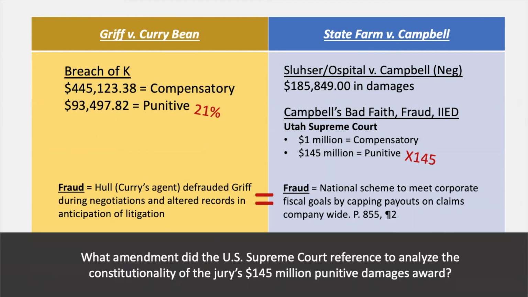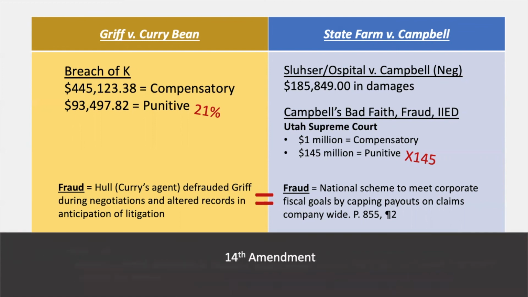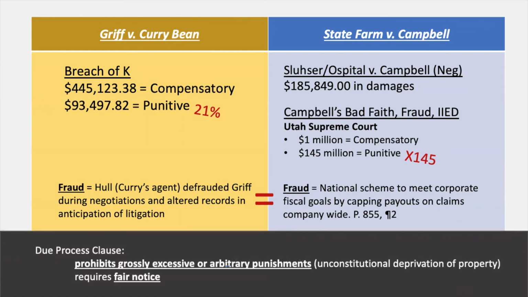And so what amendment did the US Supreme Court reference to analyze the constitutionality of the jury's $145 million punitive damage award? Well, it was the 14th Amendment. Specifically, the due process clause that prohibits grossly excessive or arbitrary punishments because those are unconstitutional deprivations of property, and the due process clause requires fair notice. That means State Farm needed notice that it could pay $145 million in damages to Campbell by declining to settle the claims with the two victims for $50K.